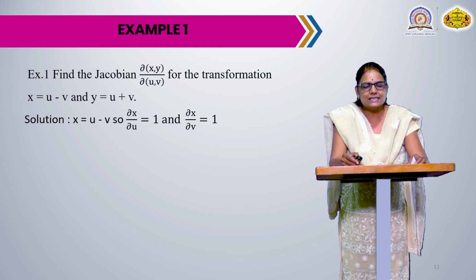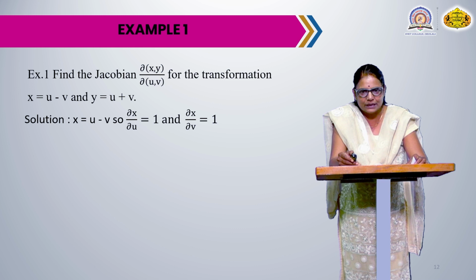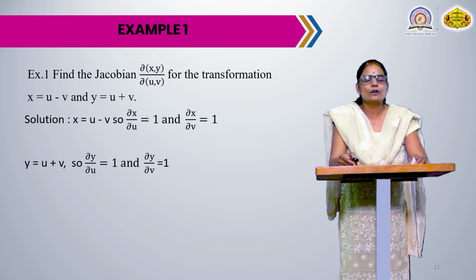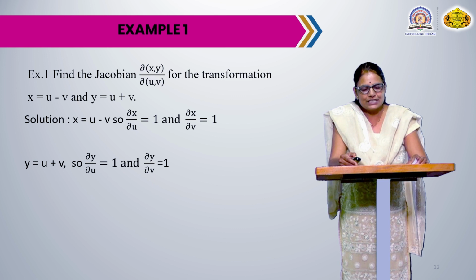So now here x is u minus v, so ∂x/∂u is 1 and ∂x/∂v here should be minus 1. By mistake I have written plus 1 here, because our x is u minus v. So the partial derivative of x with respect to v should be minus 1. Now our y is u plus v, so its partial derivative with respect to u is 1 and with respect to v is also 1.